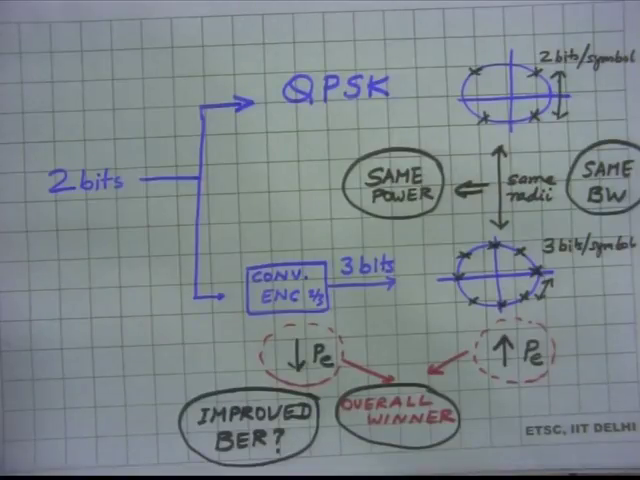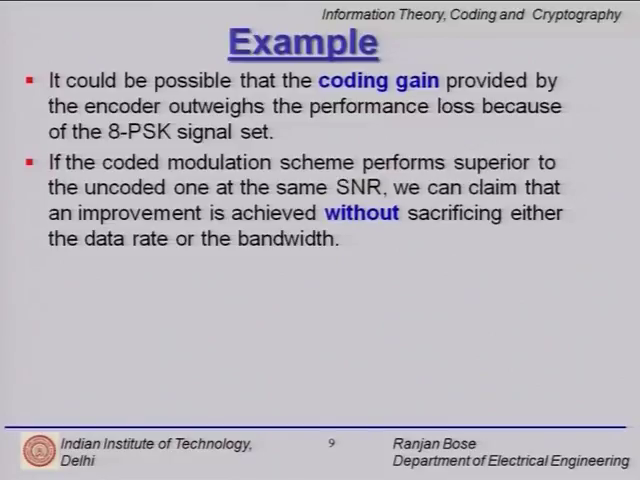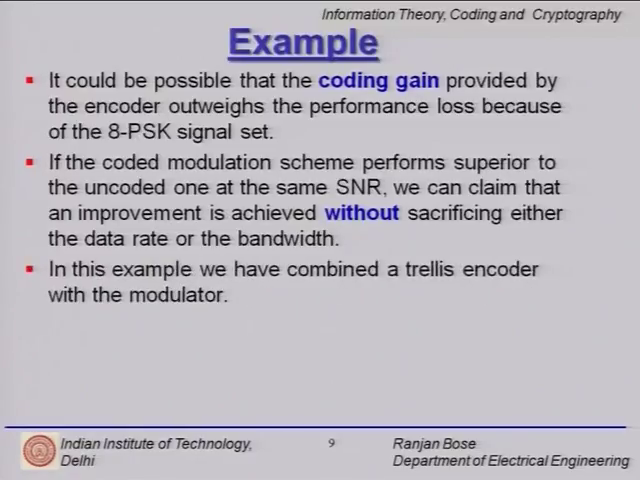So, we go back to our slide, and what we have just mentioned, it could be possible that the coding gain provided by the encoder outweighs the performance loss because of the 8 PSK signal set, as we are looking in our slides. Now, if the coded modulation scheme performs superior to the uncoded one at the same SNR, we can claim that an improvement is achieved without sacrificing either data rate or bandwidth. So, please note, we did not sacrifice data rate in either case. We got those 2 bits per second through the channel.